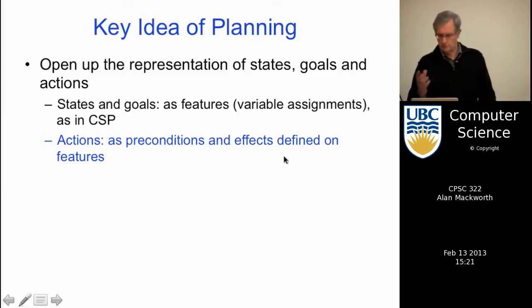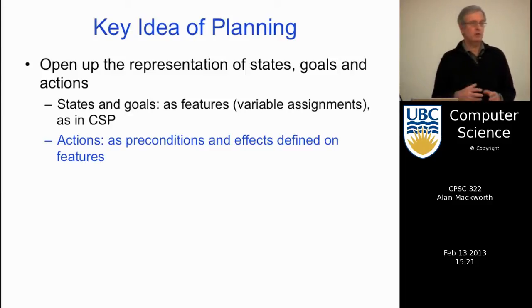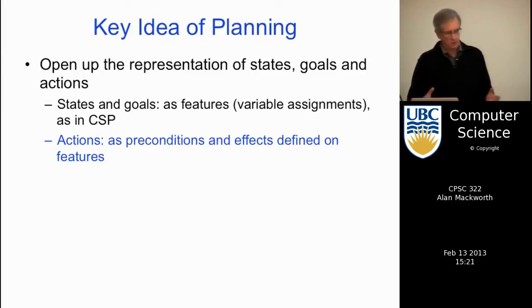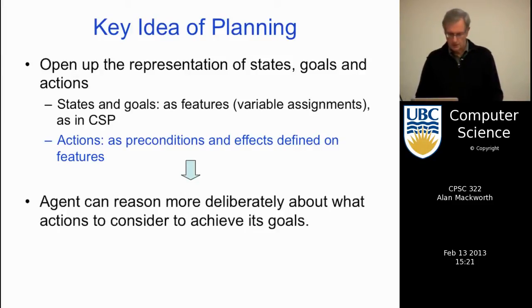Okay, so in order to represent a planning problem, you have to decide what are the features, what values can they have, what are their domains, and so on. And so now the agent can reason more deliberately about what actions to consider to achieve its goals.